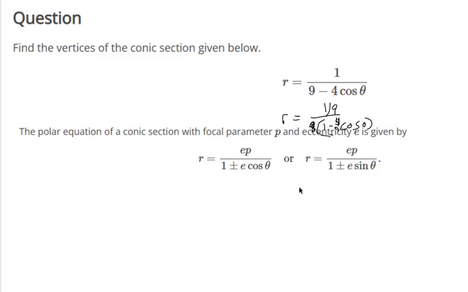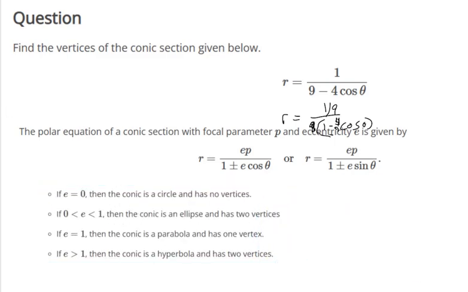Okay, and then you could identify P too. There'd be a little bit of algebra, but I think for these problems we don't need to identify P because E tells us the shape of the conic section. If E is between 0 and 1, so that's our criteria here, it's an ellipse.